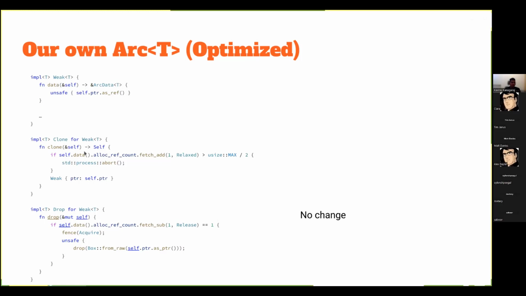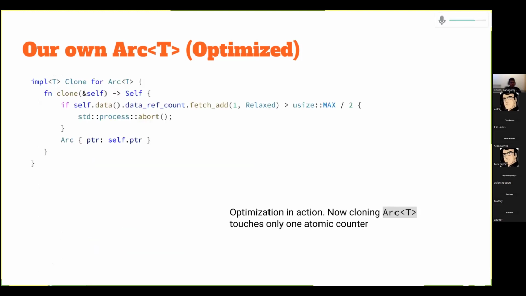The clone for Weak remains exactly the same as before. The clone for Arc has changed, because one of the main reasons we do this is to optimize the clone functionality of Arc. Note here, we just increment only this data ref count, because the alloc ref count has already been set to 1, which is the share of all the Arc pointers. We don't touch any other counter here. In the previous implementation, we used to call weak.clone also, which increments the other counter, but we don't have to do it anymore. That's the optimization.